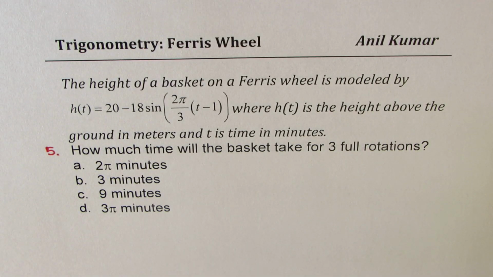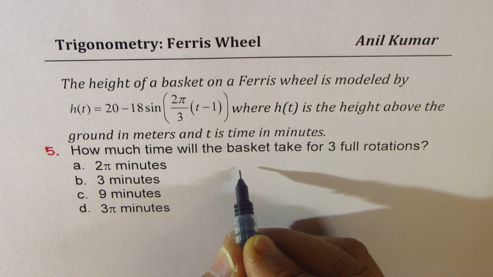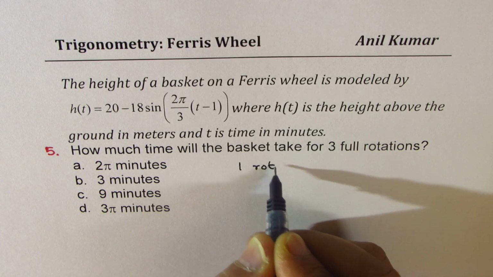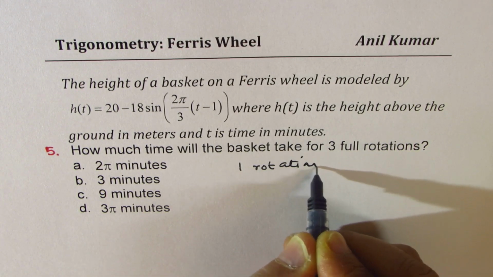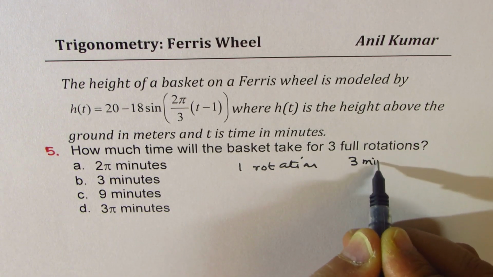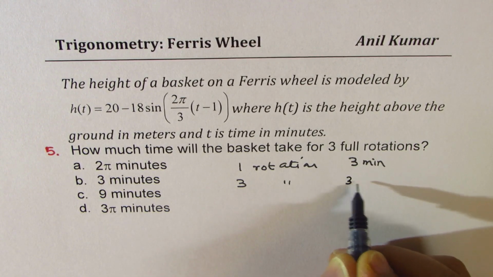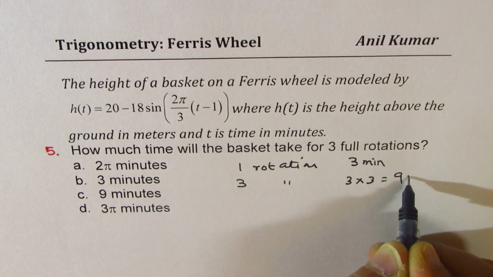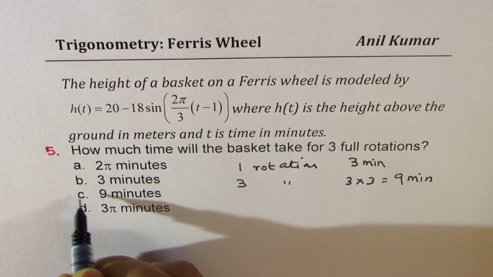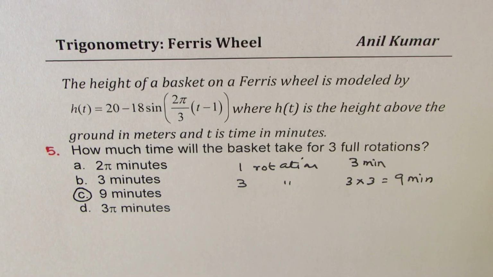Next, question number 5 is, how much time will the basket take for 3 full rotations? Now, for one rotation, it takes how much? The time period was 3 minutes, right? So for 3 rotations, it should be 3 times 3, which is 9 minutes. Clear, right? So 9 minutes is the answer.